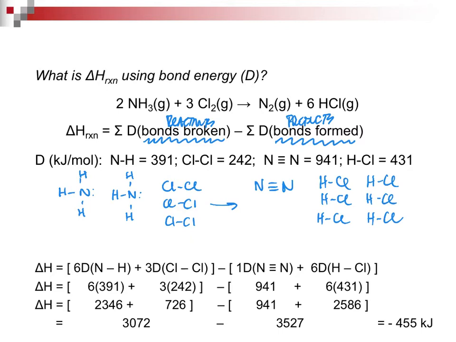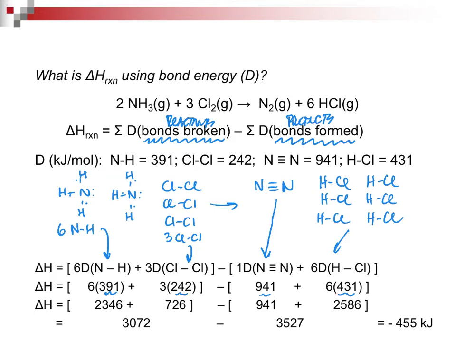If I look at what I've drawn, I see that I have 6 nitrogen-hydrogen bonds. 1, 2, 3, 4, 5, 6. If I look at the chlorines, I have 3 chlorine-chlorine bonds. So if you notice, the first line of my calculation shows 6 Ds for NHs, 3 Ds for Cl. It shows a nitrogen triple bond, and it shows 6 HCl bonds. So I go into the table, I pull out the numbers for each of the different bond values, and I just do algebra.